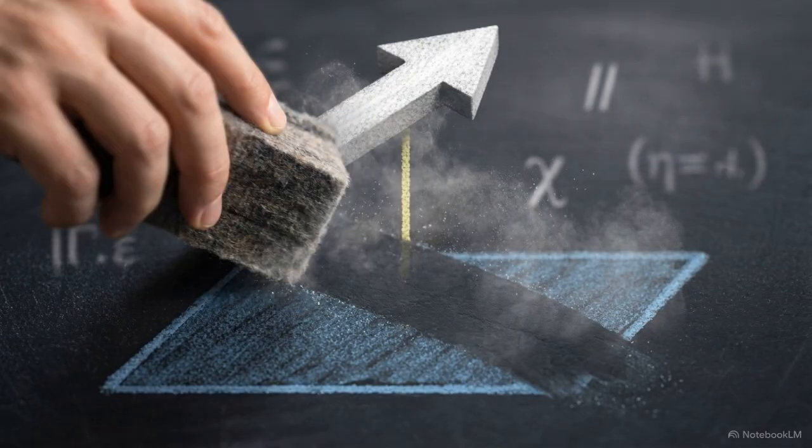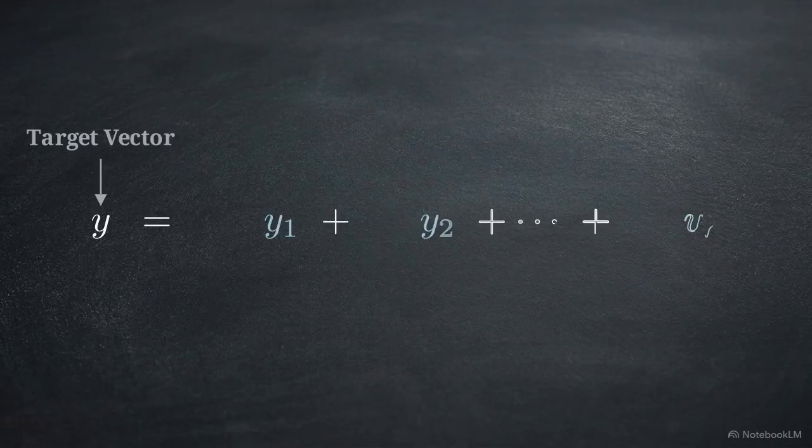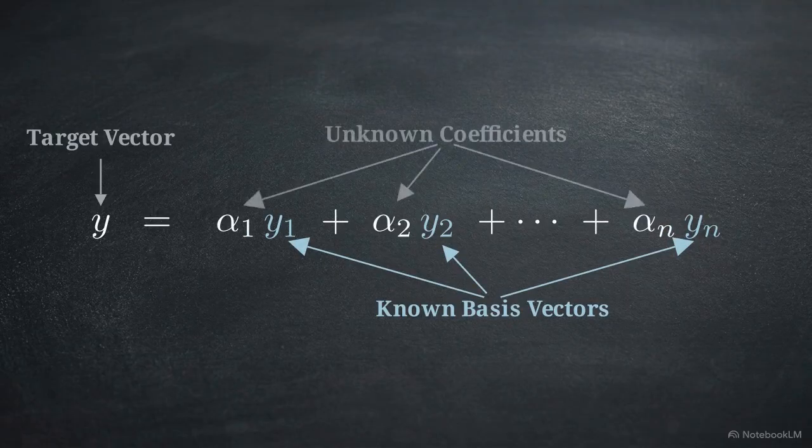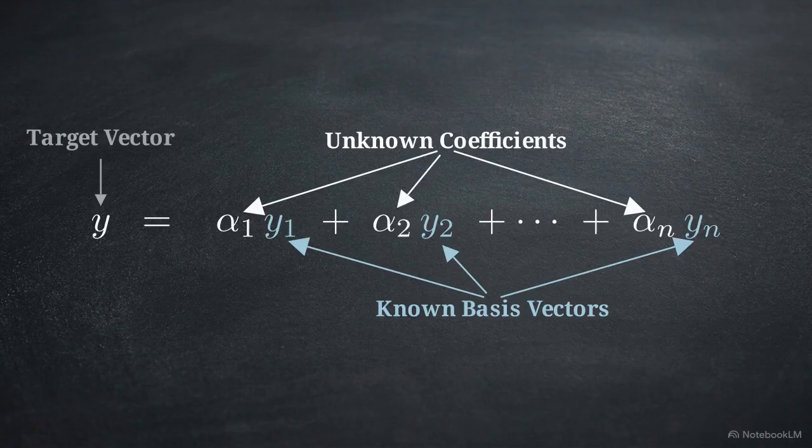Translating this geometric intuition into a numerical solution requires shifting from abstract theory to coordinate-based calculation. This chalkboard shows our approximation, y, expressed as a linear combination. We assume the subspace is finite-dimensional, meaning it is spanned by a specific basis of known vectors, y1 through yn. To construct y, we need to calculate the exact scalar coefficients, alpha k, for each of these basis vectors.